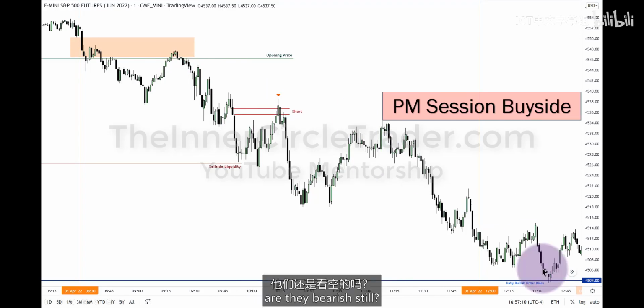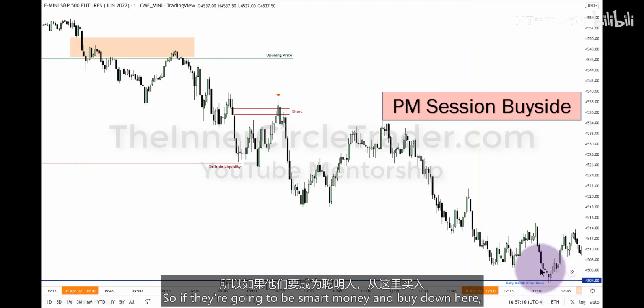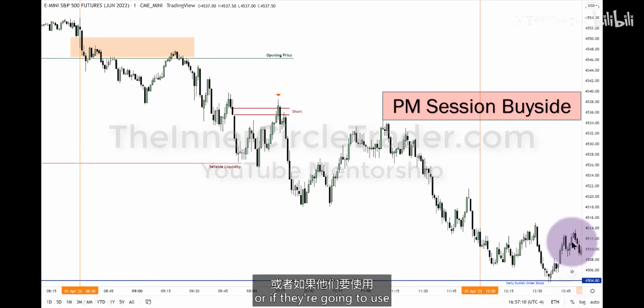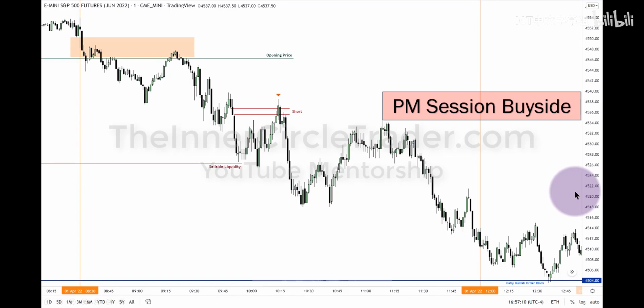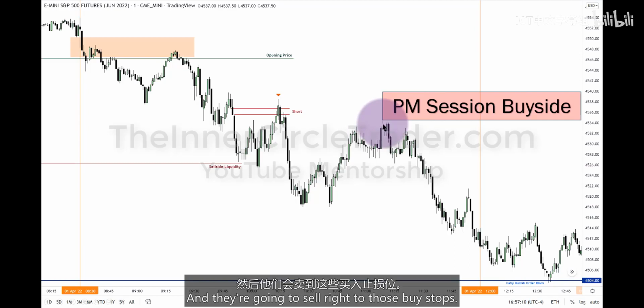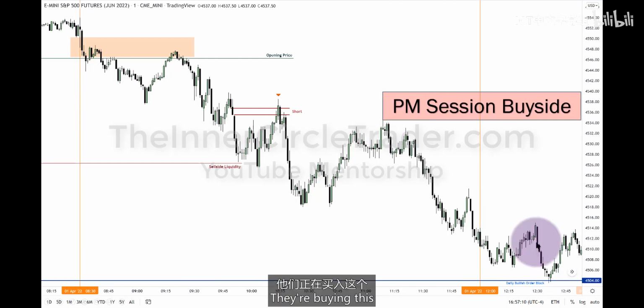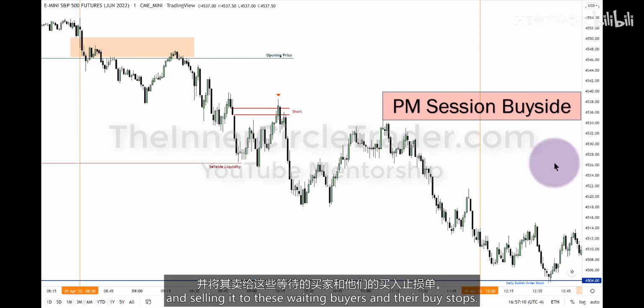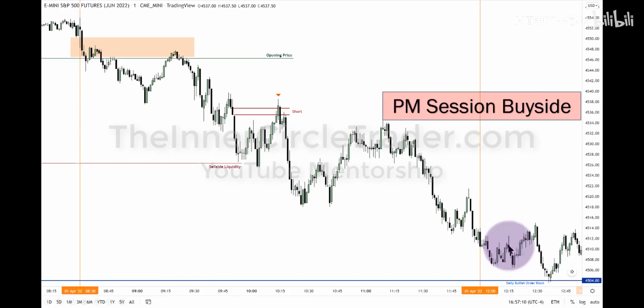So if they're covering a short, are they bearish still? No. So if they're not bearish, what are they? Bullish. So if they're going to be smart money and buy down here, or if they're going to use this imbalance in here, if it trades down into that, you can see a run higher. If they're going to buy it, what are they going to target? The buy stops up here. And they're going to sell right to those buy stops. They're buying this and selling it to these waiting buyers on their buy stops.